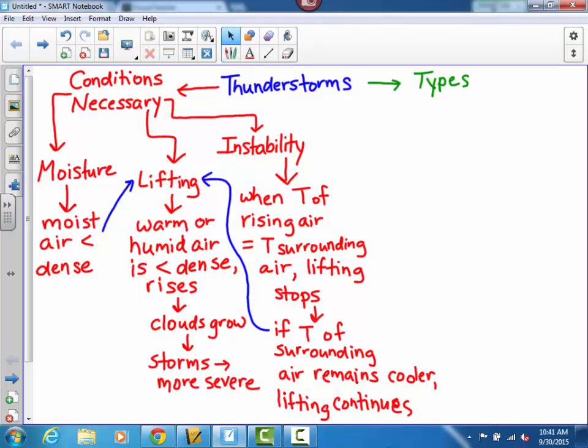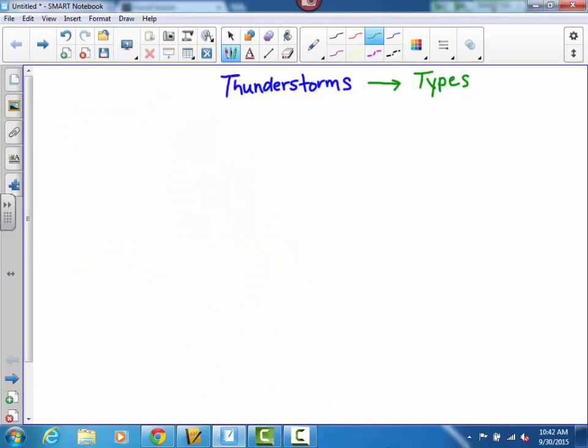I think I'm going to erase just a little bit here in the middle, otherwise I won't have enough space for my types. Okay, types of thunderstorms. There are two main types of thunderstorms. One type of thunderstorms comes from different types of air masses, different interactions of air masses with surroundings or with the environment.